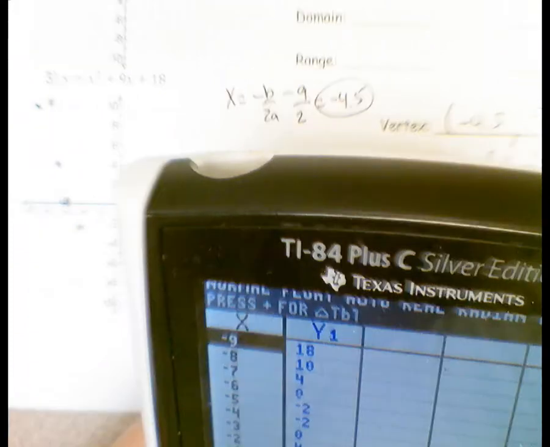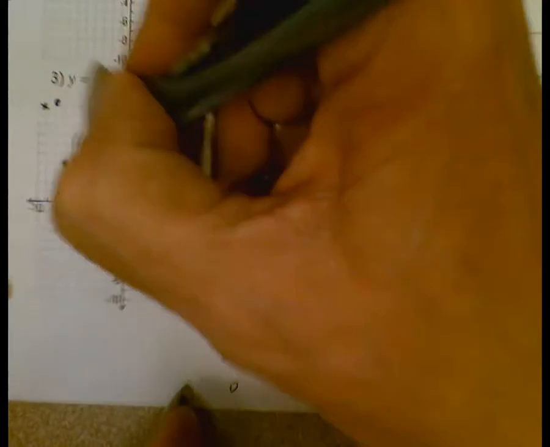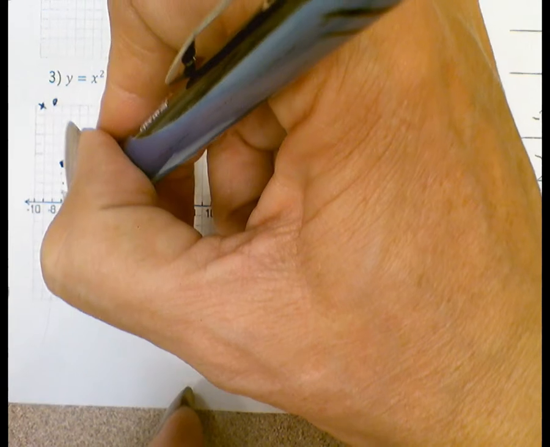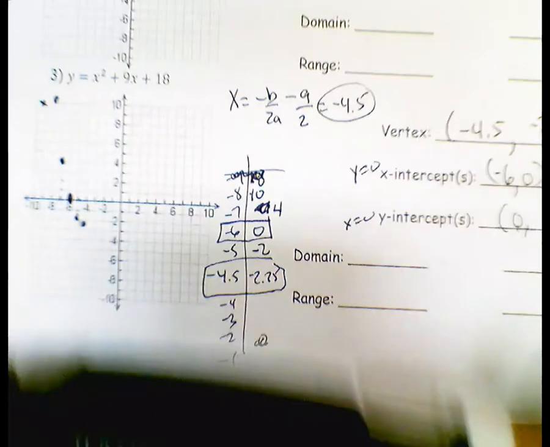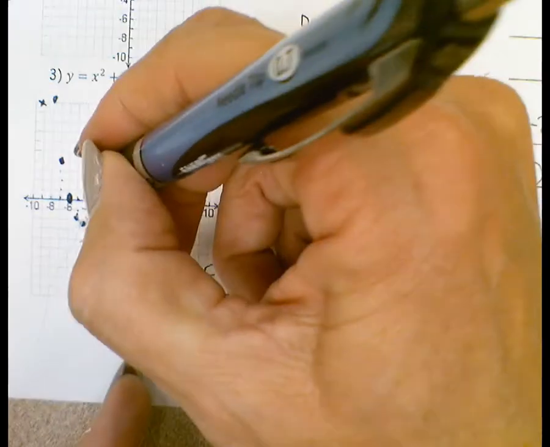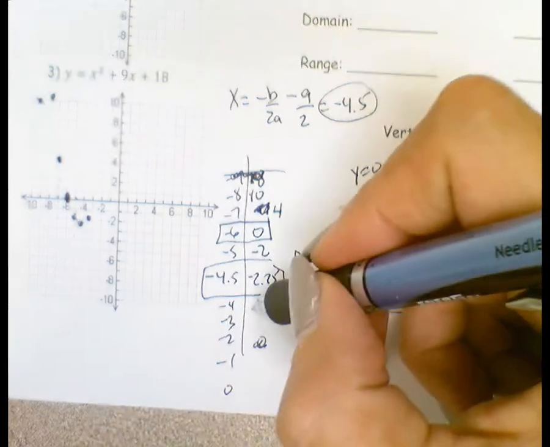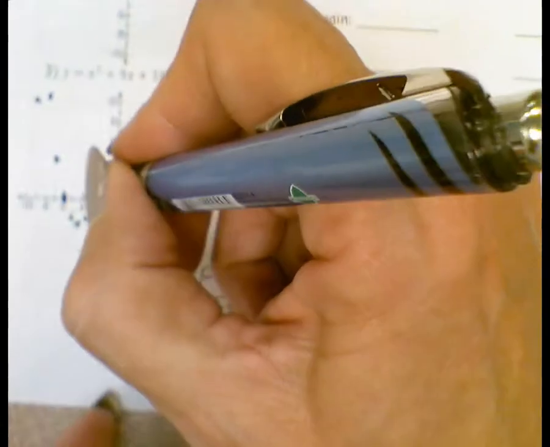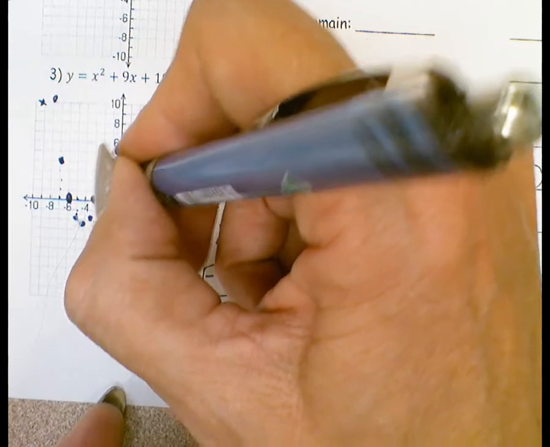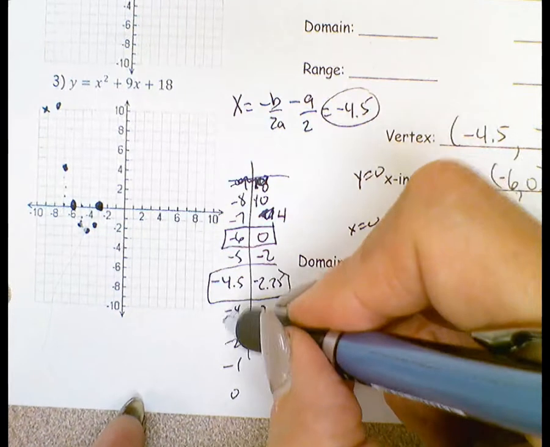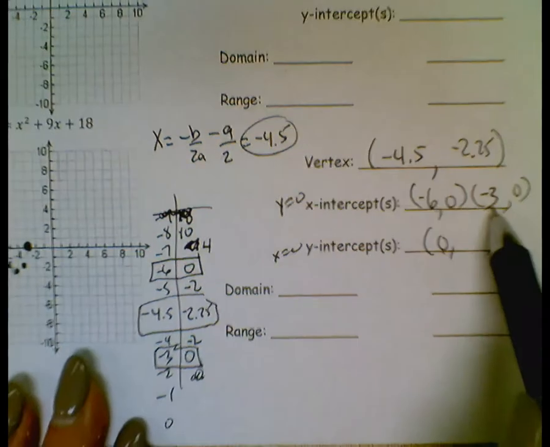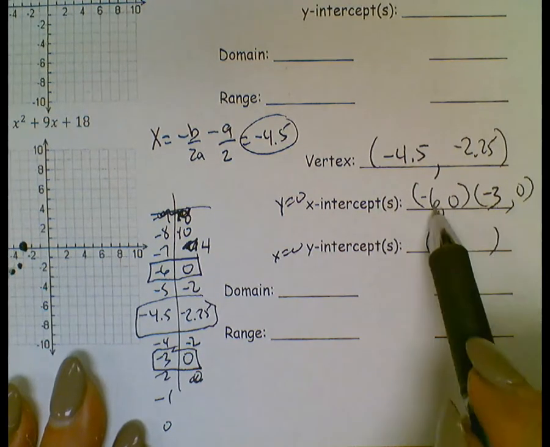As we keep going down, we get -5, -2. I like that point. And then when you come back up, you get -4, -2, which is all around that vertex. And then at -3, y is 0. Uh-oh, -3, 0. That's an important number. Let's put a box around that. That's an x-intercept. So come over here and write -3, 0. So these are your zeros.